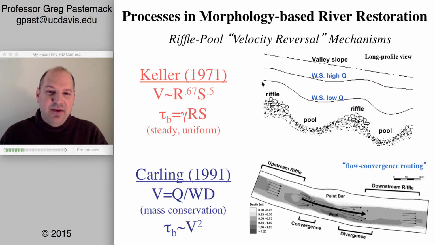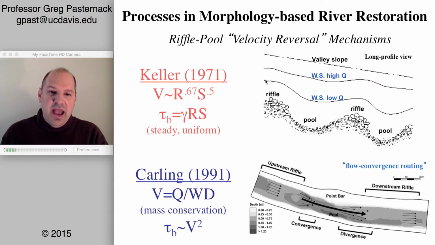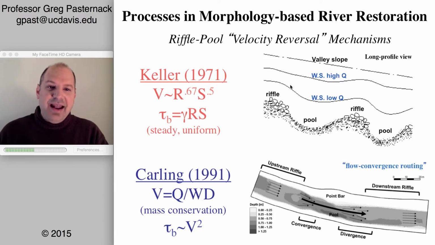If this is a longitudinal section down a river, so you go from riffle to pool, and this is the water surface elevation there, riffles are fast and pools are really stagnant looking. At high flow, it turns out that a river tends to take on a slope more like the valley slope than the local slope of the riffle-pool sequence.